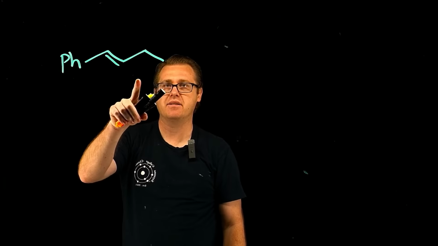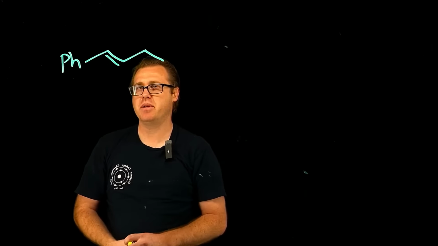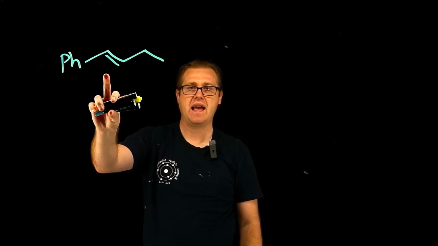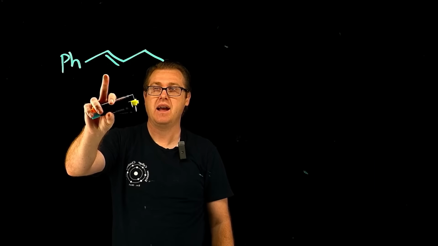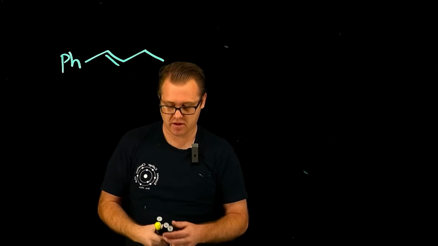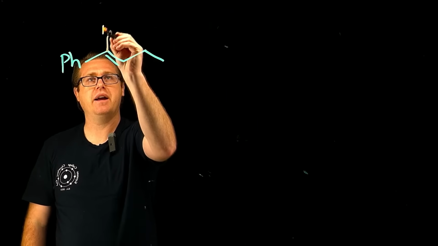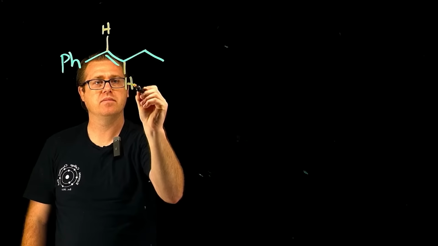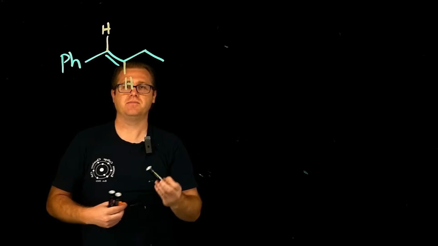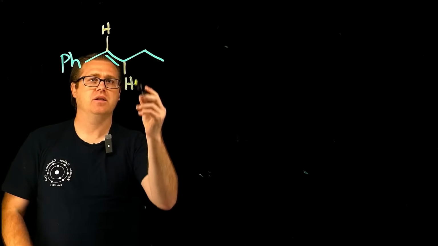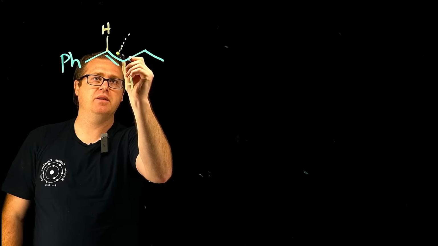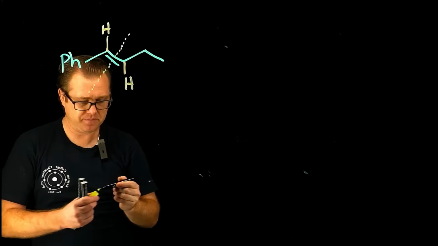So let's take a look at this alkene here. Our job is to classify this as cis or trans. How do we do it? Well, one good idea is to draw in the hydrogens that are not shown. And then, like I said, we go right down the middle of that double bond, right there.